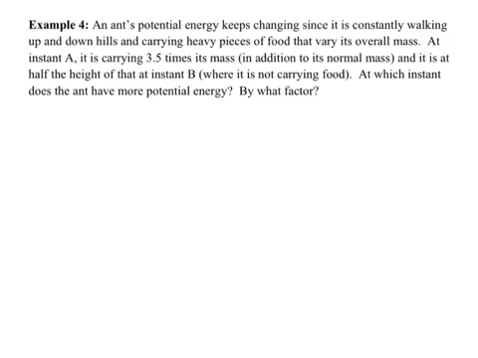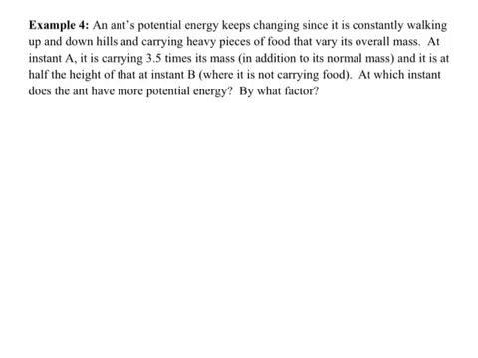Example 4. An ant's potential energy keeps changing since it's constantly walking up and down hills and carrying heavy pieces of food that vary its overall mass. At instant A, it's carrying 3.5 times its mass in addition to its normal mass, and it is at half the height of that of instant B, where it's not carrying food. At which instant does the ant have more potential energy, and by what factor?